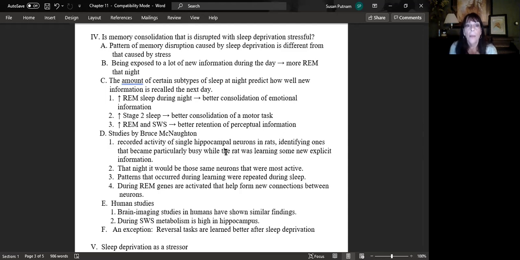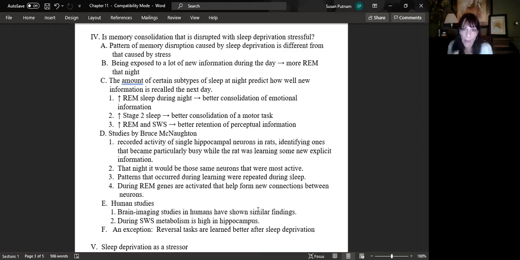Okay. Bruce McNaughton was a scientist who really did a lot of work with sleep, and his participants, if you will, were rats. And the good thing about that is you can take a rat and you can implant an electrode in a neuron in their hippocampus. And that's something that most of us probably would not say, hey, you want to use my brain, go for it. Anyway, he recorded the activity of a single hippocampal neuron, not just one, but single hippocampal neurons in rats.